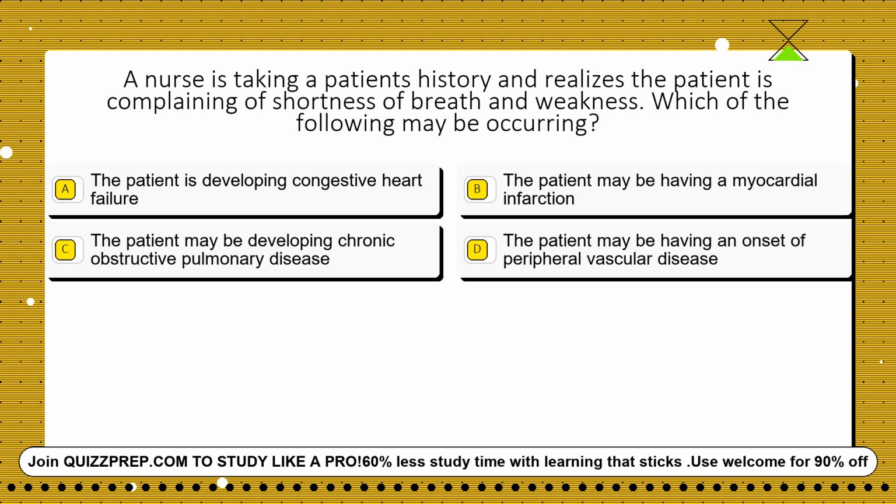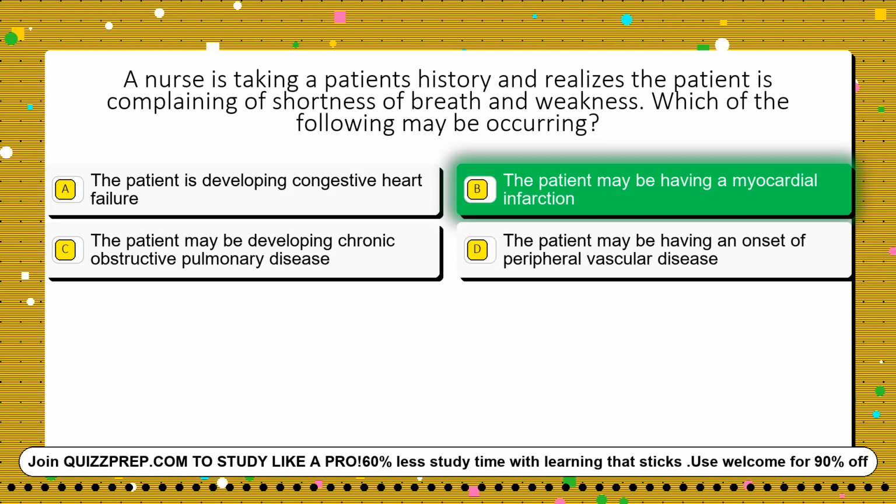Question 28. A nurse is taking a patient's history and realizes the patient is complaining of shortness of breath and weakness. Which of the following may be occurring? Option A. The patient is developing congestive heart failure. Option B. The patient may be having a myocardial infarction. Option C. The patient may be developing chronic obstructive pulmonary disease. Option D. The patient may be having an onset of peripheral vascular disease.